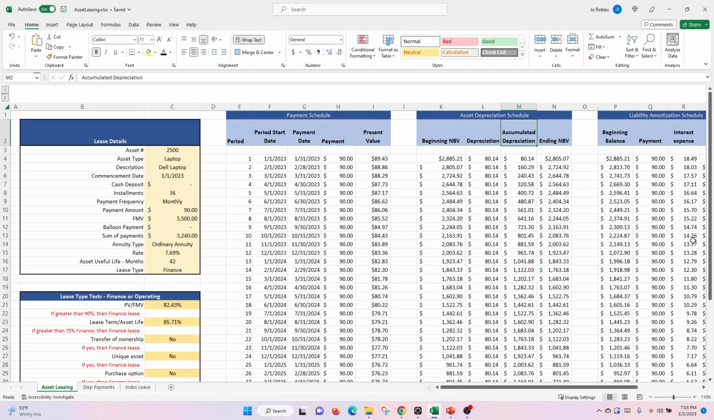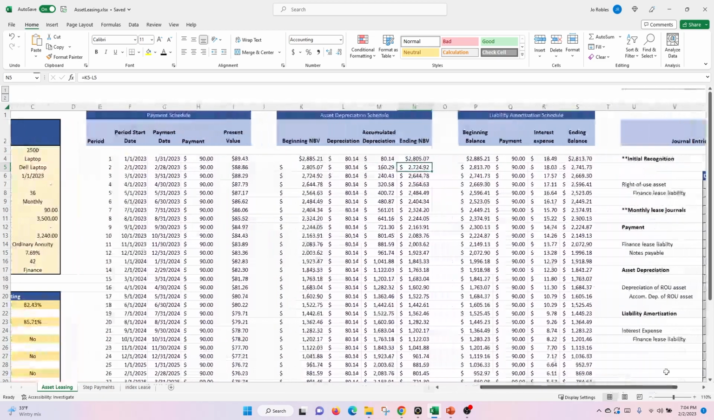Then we have the accumulated depreciation. And lastly, you have the ending net book value. So the ending net book value is simply the beginning NBV minus the depreciation.